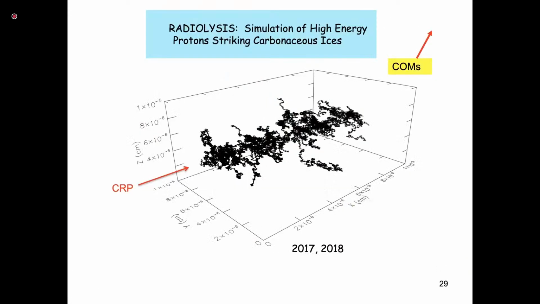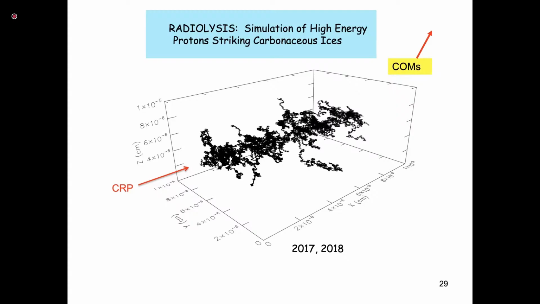All right, now radiolysis. This was done by our group. It's also very common to see this sort of thing done in the laboratory. The basic idea in the laboratory is you start off with an ice that has some carbon. You can imagine it's on a grain if you wish, or just a block of stuff.